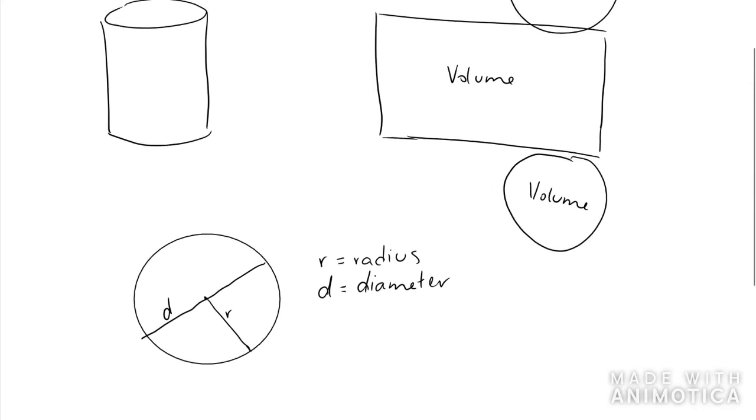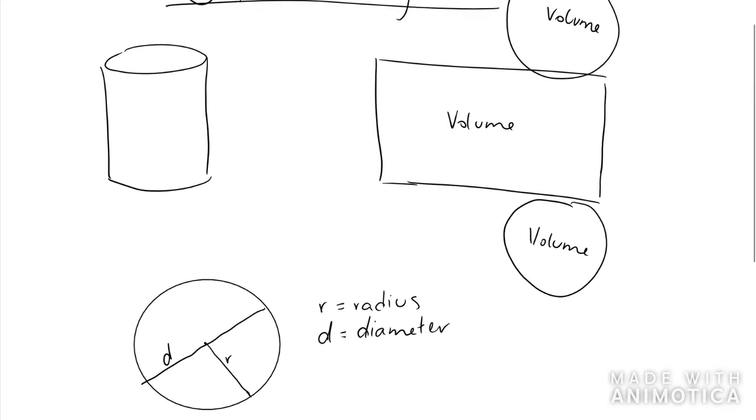So when we're looking at this, and when we're looking at the net, you will usually be given two measurements when it comes to a cylinder. You'll be given the height of the cylinder, and you're either going to be given the radius or the diameter. This is important because if you're given the height of the cylinder, that's going to be the height of your rectangle.